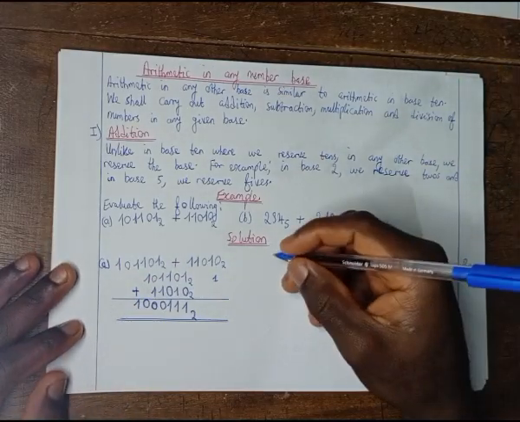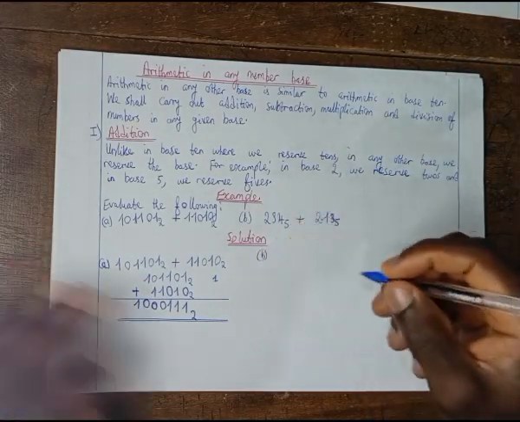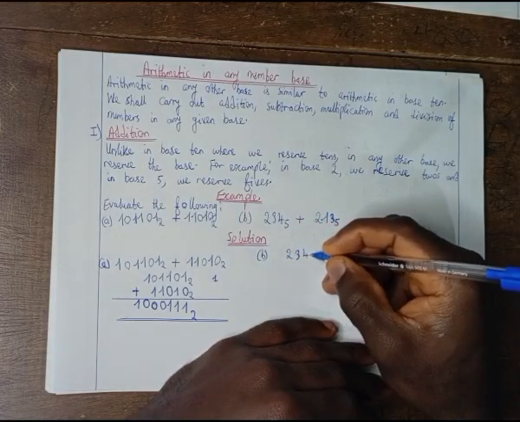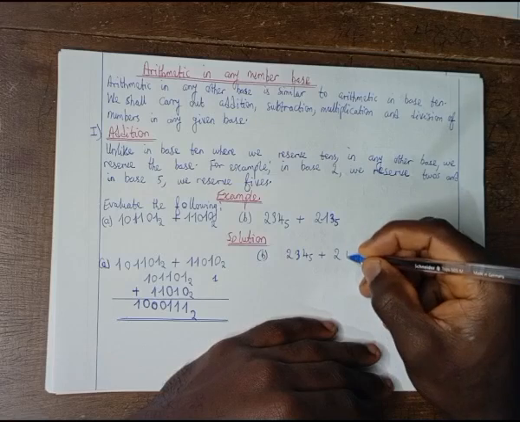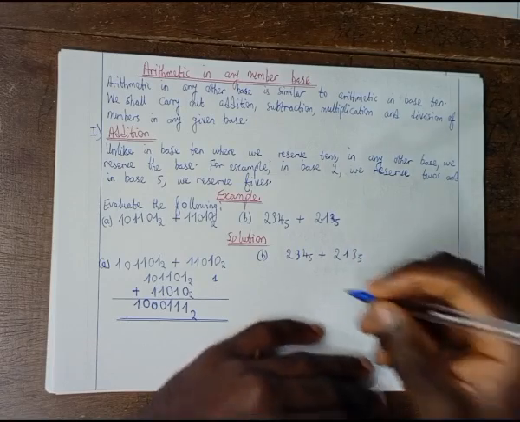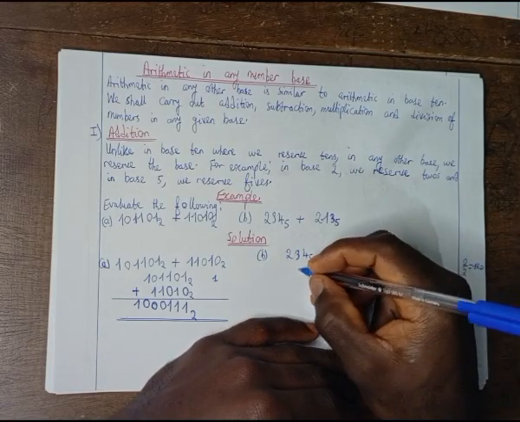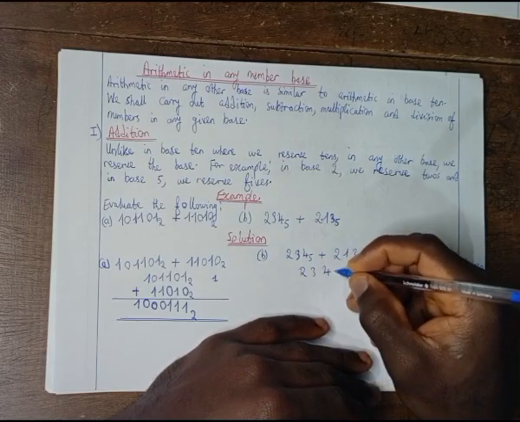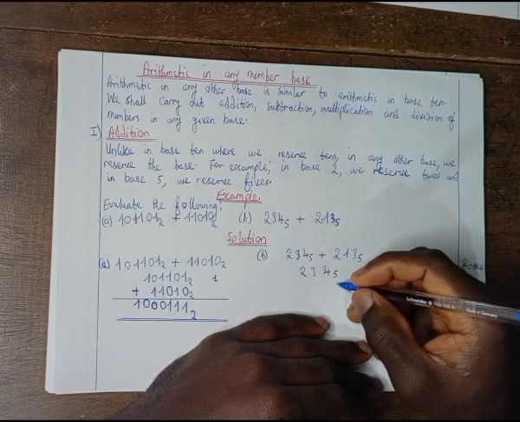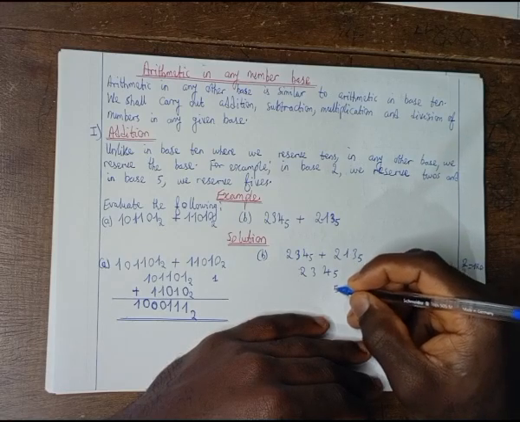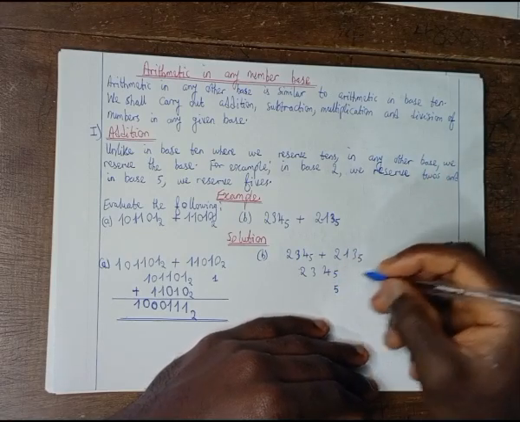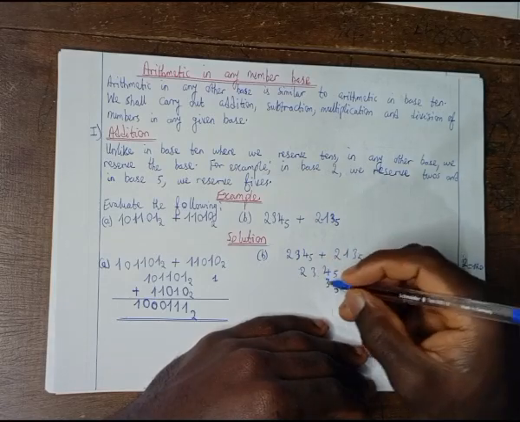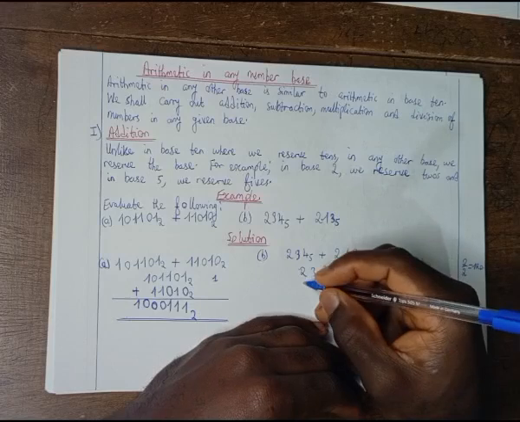For the next, now we go to B. For B, we have 2 3 4 in base 5 plus 2 1 3 in base 5. We have to add. We need to arrange the digits of the two numbers. We have 2 3 4 in base 5. For the second number, we write the base here. The bases should be vertically aligned. Under 4 we have 3. Under 3 we have 1. Under 2 we have 2.